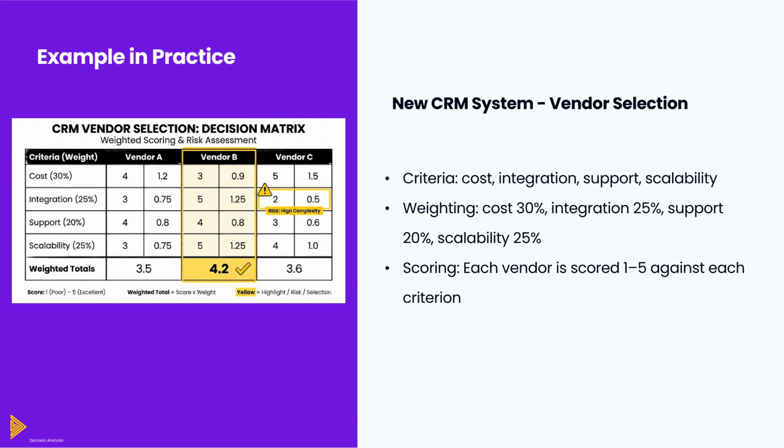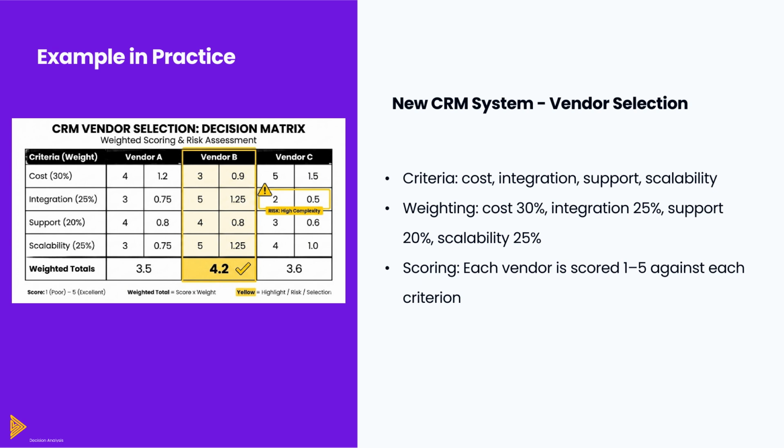Let's say your organization is selecting a vendor for a new CRM system. You have 3 options on the table: vendor A, vendor B, and vendor C. Your criteria are clear: cost, integration, support, and scalability. You apply weighting: cost at 30%, integration at 25%, support at 20%, and scalability at 25%. Each vendor is scored from 1 to 5 against every criterion. You run the numbers, calculate the weighted totals, and vendor B comes out on top.